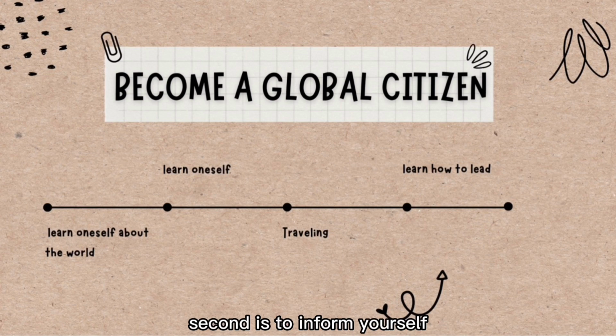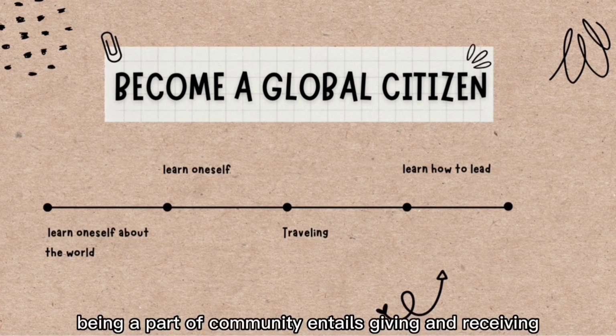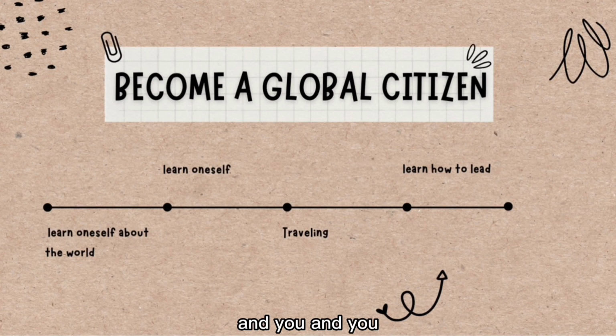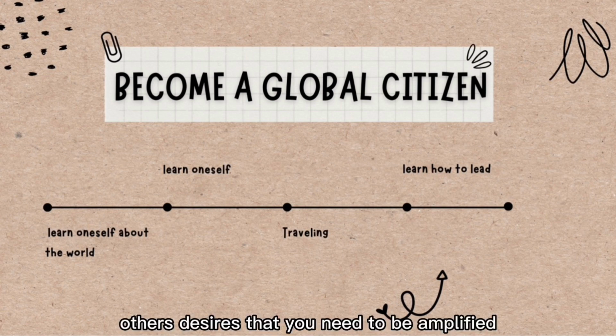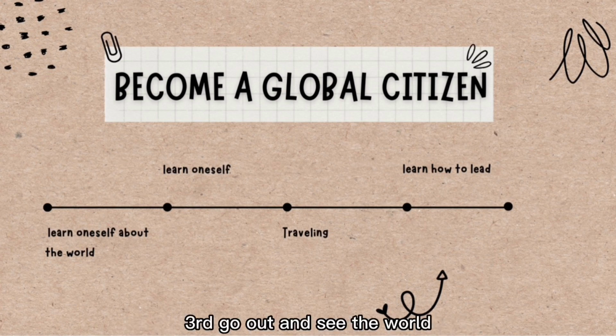Second is to inform yourself. Being a part of a community entails giving and receiving, and as a learner, you learn more about the world. You may see others' desires that need to be amplified. Third, go out and see the world. Traveling is the best way to experience the world and gain global citizenship.